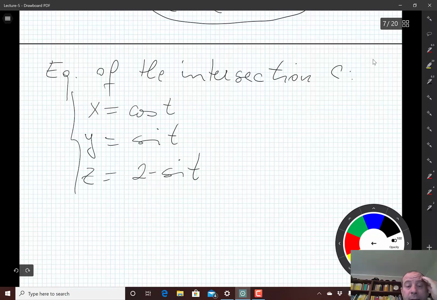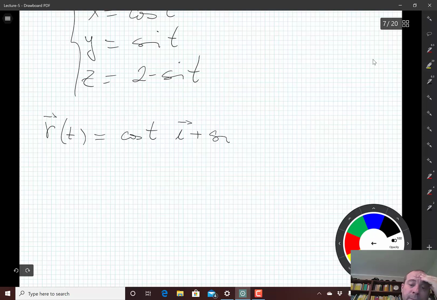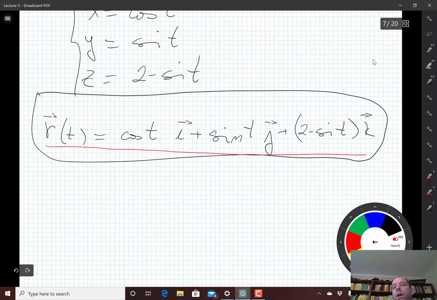Yes, and so as a vector function, this can be written this way: r of t is equal to cosine t times the vector i plus sine t times the vector j plus 2 minus sine t times the vector k. And basically that's what it is, right? All right. So we gave a parametrization now of precisely this intersection curve that we have.